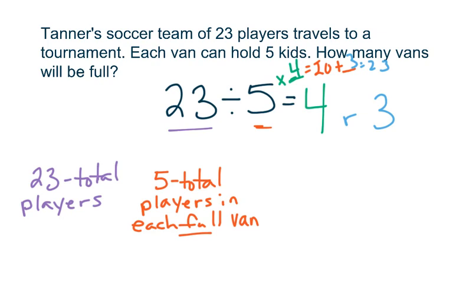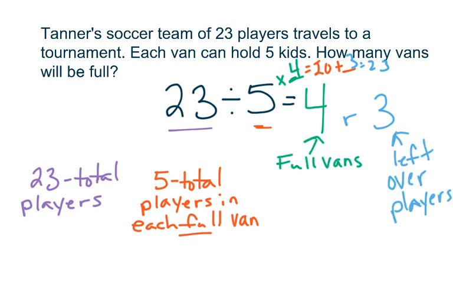Now I need to understand, what does my 4 represent and what does my 3 represent? Well, my 4 represents the total number of full vans that I have. If I were to draw vans, I would have 4 of them that were full. And then my 3 is the number of players that are not in a full van, or the number of players that are left. I need to go up to my problem and figure out, what is it asking me for?